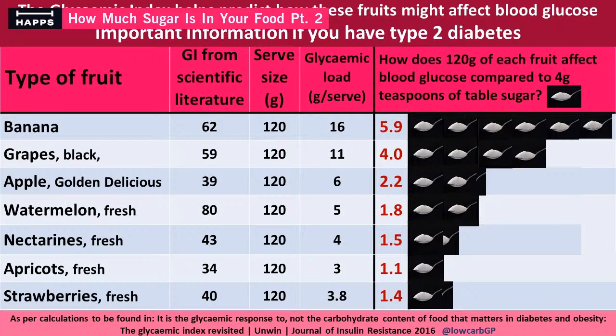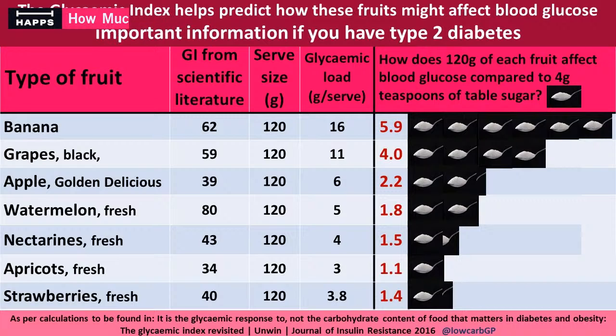So on this chart, each serving size is 120 grams, and that puts you right at about a half cup, because 120 grams is about 4.23 ounces. And again, we're looking here at the GI, which is the glycemic index. The scientific literature has provided this information. So on the glycemic index chart, and comparing to how many teaspoons of table sugar, a banana, and we talked about a banana before, is 62 on the glycemic index.